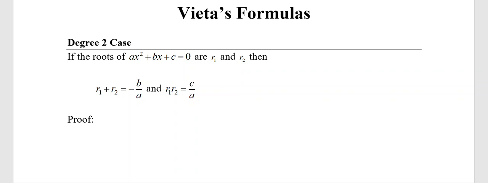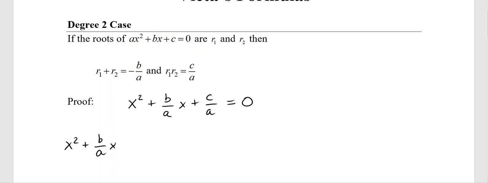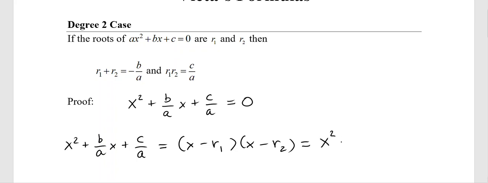So let's prove this to see why it's true. If r1 and r2 are roots of this equation, then they are also roots of the equation obtained by dividing through by a, arriving at this equation. And we're assuming a is non-zero because this is a degree 2 polynomial. So that means that x squared plus b over a x plus c over a can be factored into x minus r1 times x minus r2. But we can expand that product, arriving at x squared minus the quantity r1 plus r2 times x plus r1 r2.